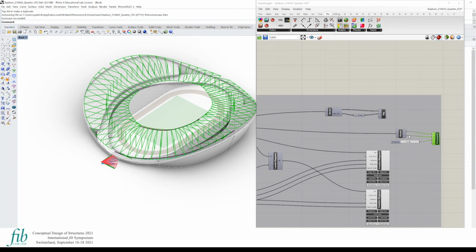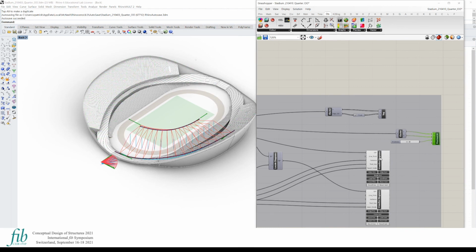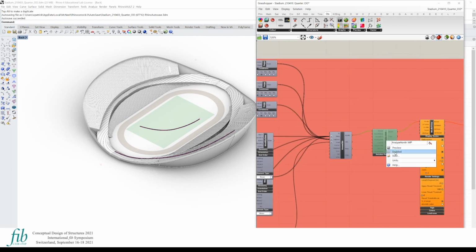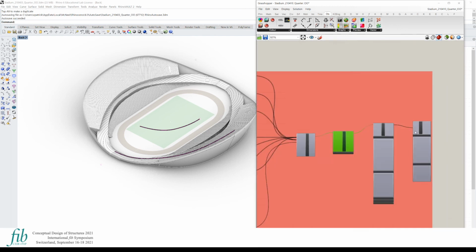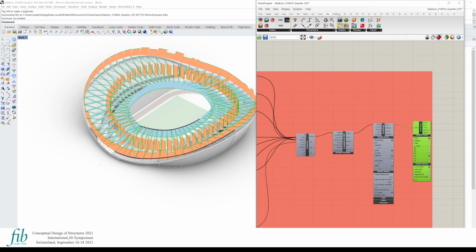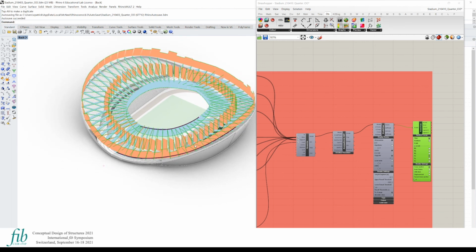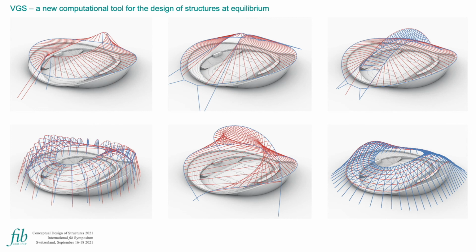Now if I turn it off, you can go one step further and use Karamba 3D, for example, to make a more systematic analysis, also in terms of other load cases. You see here, what is quite nice is that the section forces correspond quite well to what we have envisioned with our form finding. You see now that the inner ring is fully in tension. The color code switched from blue to red, but it follows exactly what we have in mind in our conceptual design here. As a conclusion, this video introduced VGS, a new computational tool for the design of structures in equilibrium.